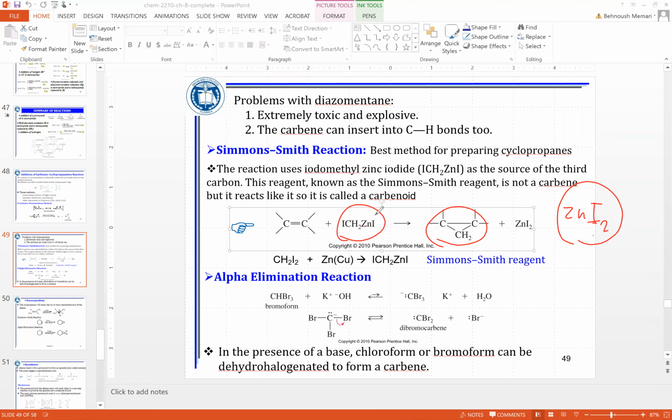As long as you know the reagent, you don't need to know the mechanism for addition or preparation of the carbene to the carbon-carbon double bond.